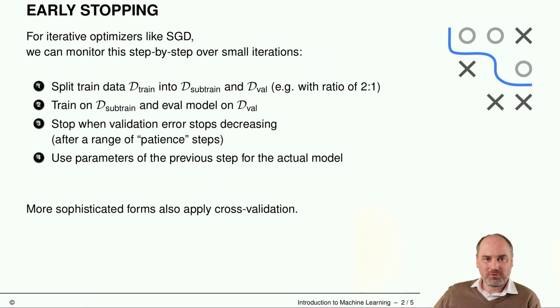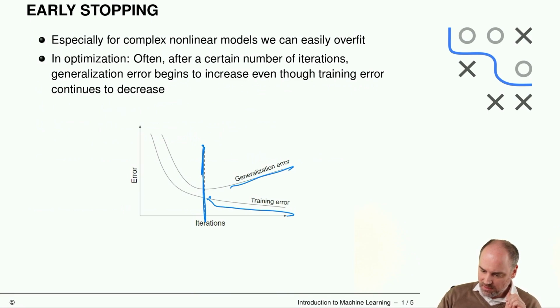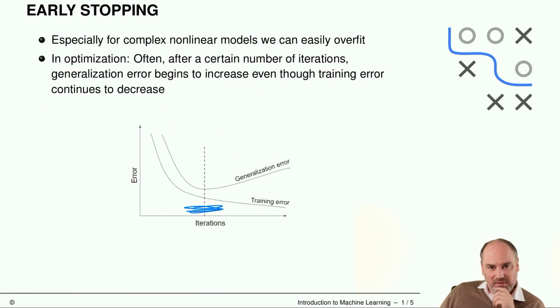If we have an iterative optimizer like SGD, we can monitor that step by step, and maybe we are using very small step sizes anyway. So if we do these smallish baby steps, we might hopefully be able to pretty accurately detect the time point when generalization error actually begins to go up again, or when we no longer improve in terms of generalization, and then we would stop. So this is the whole idea.